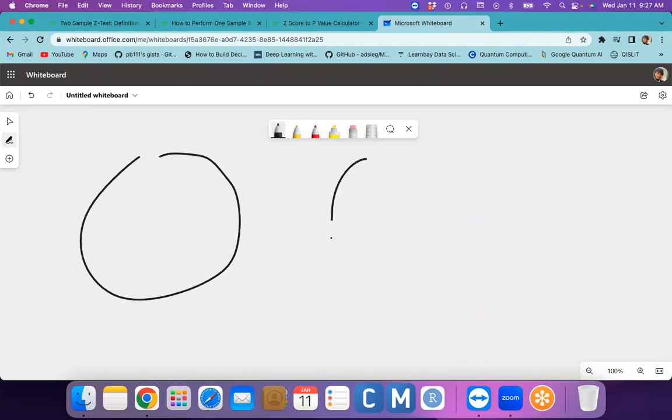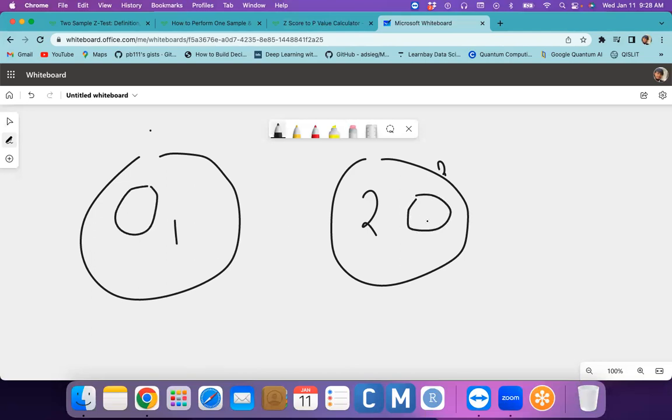This is city 2. This is group 1, this is group 2, right? In city 1, maybe 1 lakh people are there. In city 2, there are 2 lakh people, right? Out of city 1, we take some sample. Out of city 2, we also take some sample. This is one sample and this is another sample, so we call it a two sample.